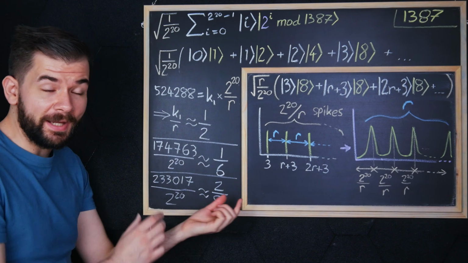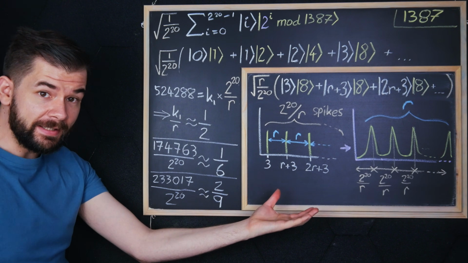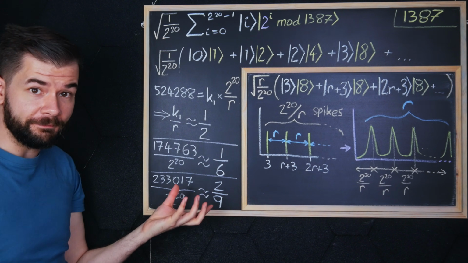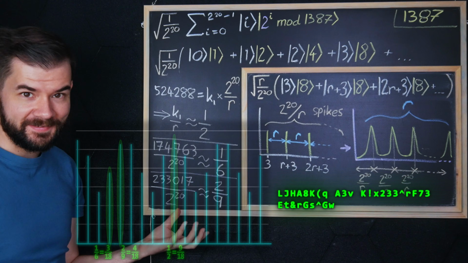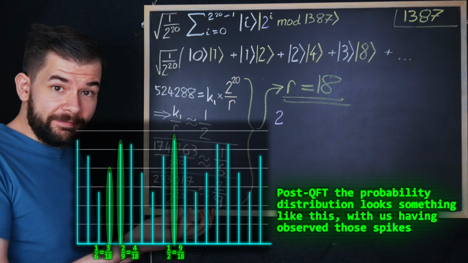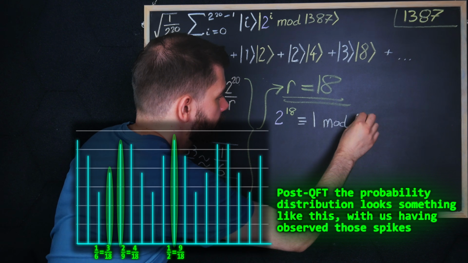So we've observed a spike 1/6 along and 2/9 along, and r must be a common multiple of all of these. So we infer that r is equal to 18. We can double check it if you'd like. If you do 2 to the power of 18, modulo 1387, you will return 1.